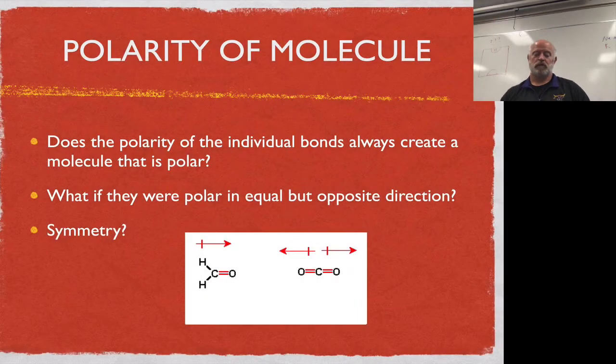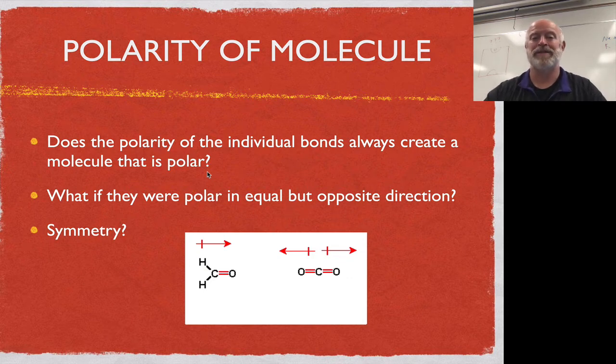Now, once we have this idea of polar bonds, we need to start talking about what happens when those polar bonds start to interact with each other, or what happens when you have multiple bonds inside of a molecule. So the question becomes, does the polarity of the individual bonds always create a molecule that's polar? So if I have polar bonds, does that mean that I always have polar molecules?